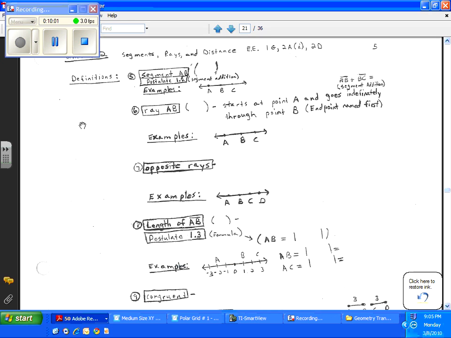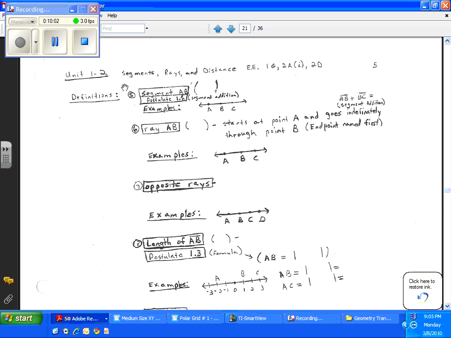All right, so that was the end of Daily Work Unit 1-1, and we'll be prepared later to move into Unit 1-2, as you can see, with more definitions.